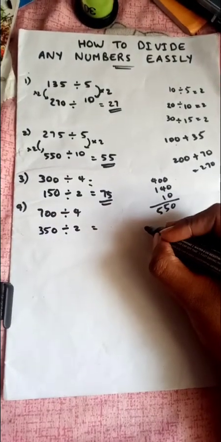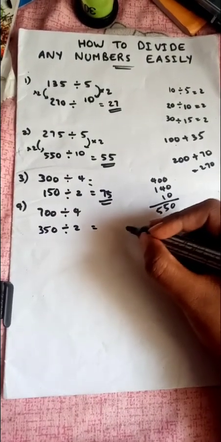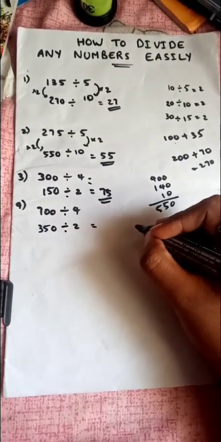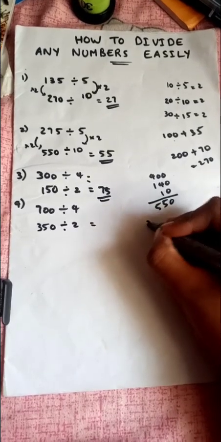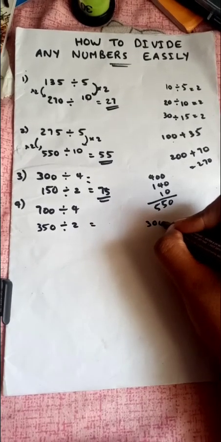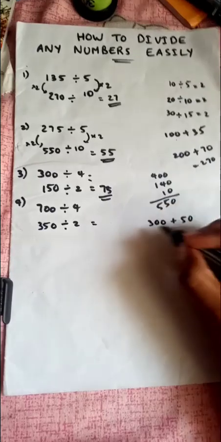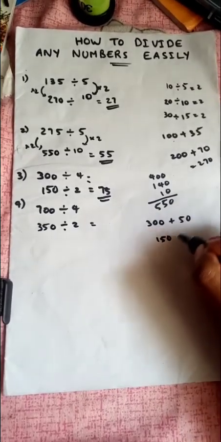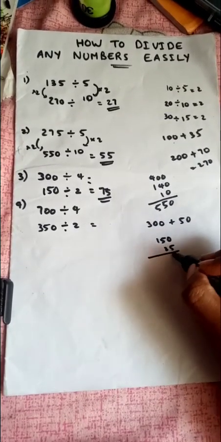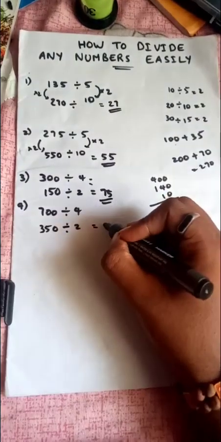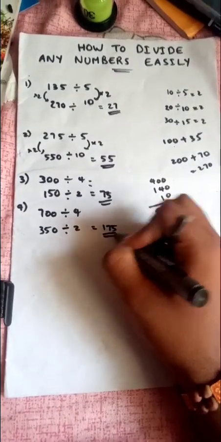Here also we can do, if you do not know how to easily calculate any number divided by 2, just split that number. 350 can be split into 300 plus 50. So the half of 300 would be 150. The half of 50 would be 25. Just add these numbers: 175 would be the answer of this question also.